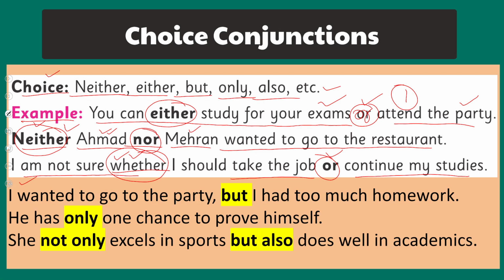More examples we have over here. I wanted to go to the party, but I had too much homework. But he has only one chance to prove himself, and she not only excels in sports but also does well in academics. So not only but also. This is also showing us choice, and it is a correlative conjunction. But is a coordinating conjunction, and only is our choice conjunction that shows us that he has only one chance, not more than one. So this is also showing a situation.